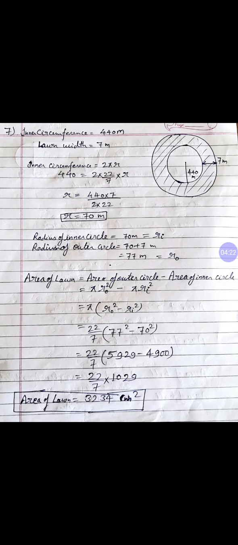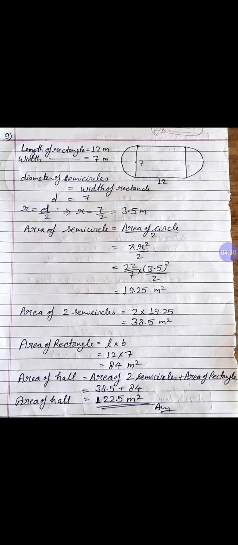Now the area of the lawn will be the area of the outer circle minus the area of the inner circle. So put the formula: pi ro square minus pi ri square. Take pi common, ro square minus ri square. 22 upon 7, ro is equal to 77, 77 square minus 70 square. We will solve this. Area of the lawn will be 3234 centimeter square.